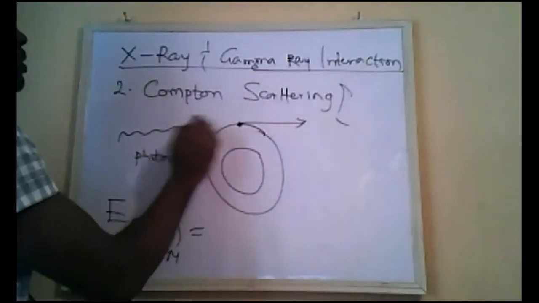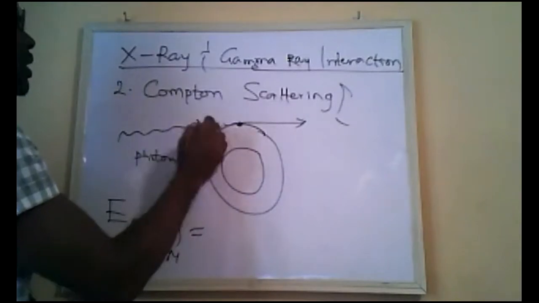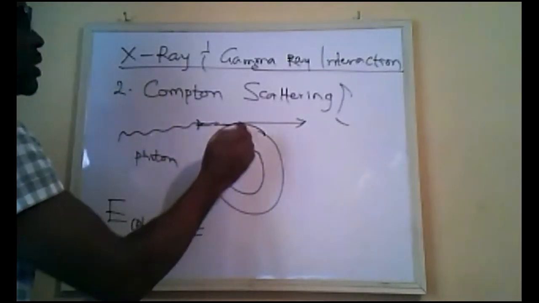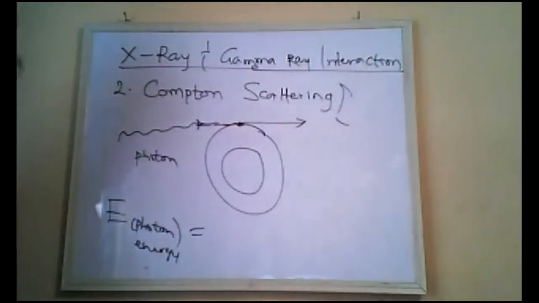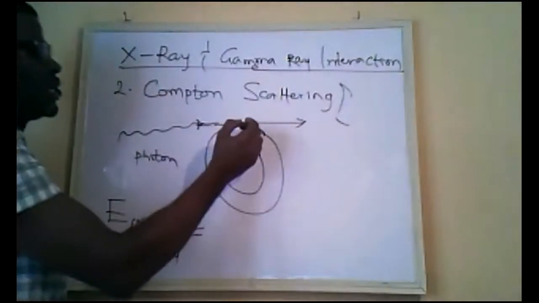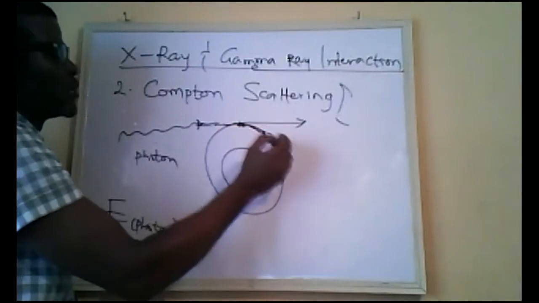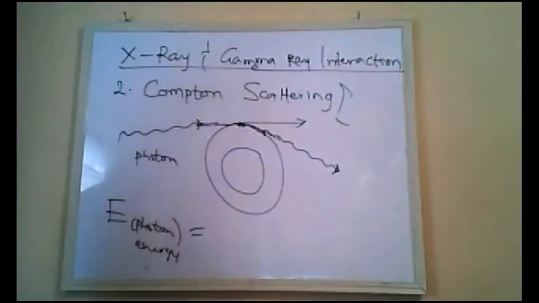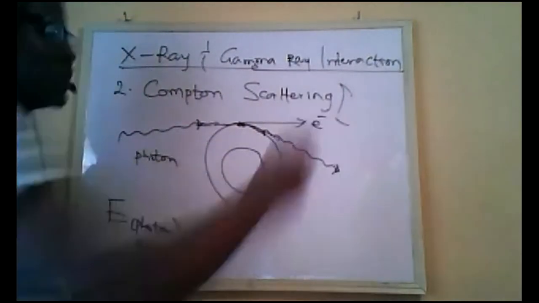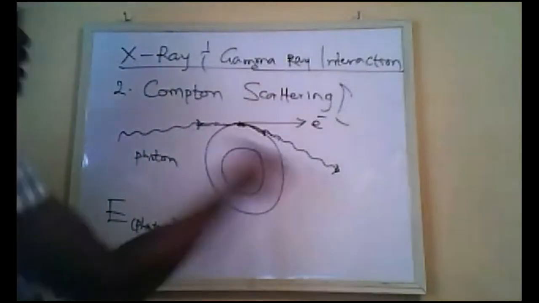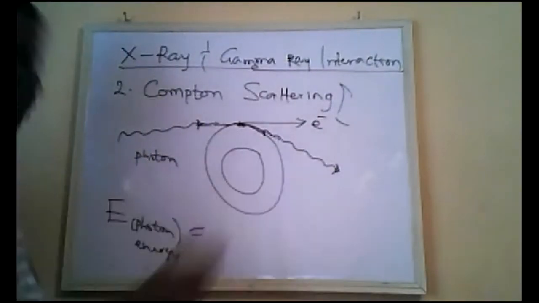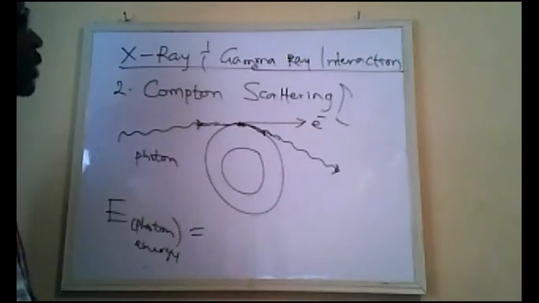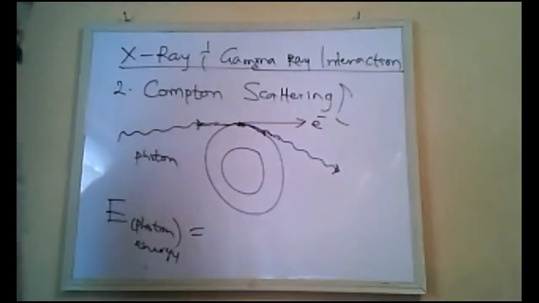When this happens, the photon will be scattered at an angle. It's something that also happens. So we have the electron following its own trajectory, and we have the photon, which will have a reduced energy following its own path.